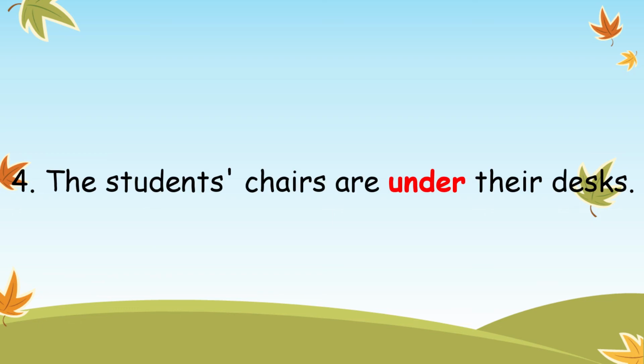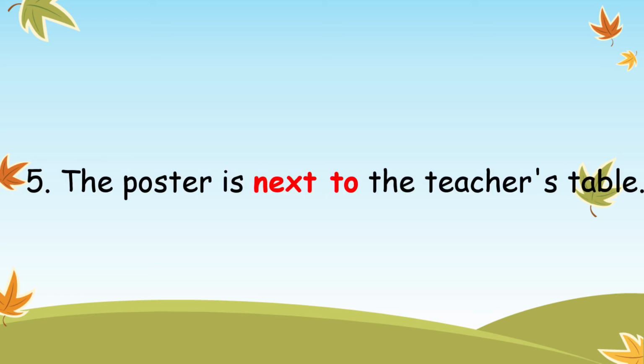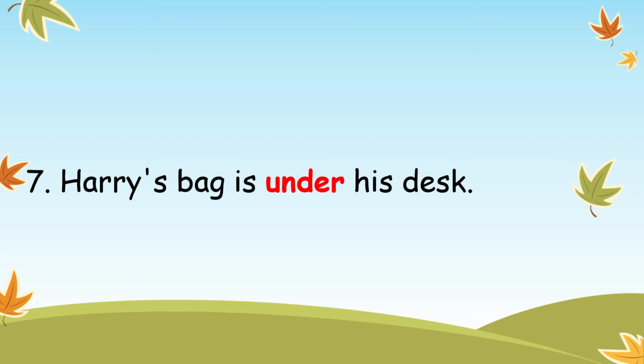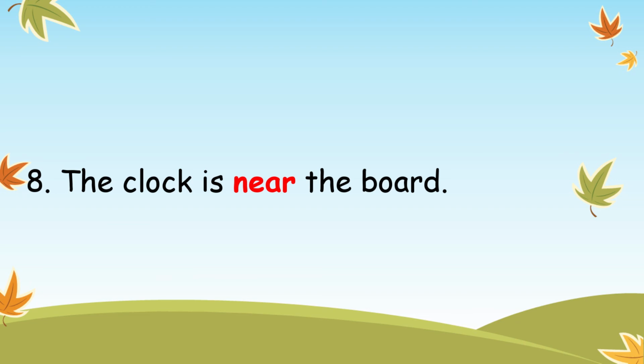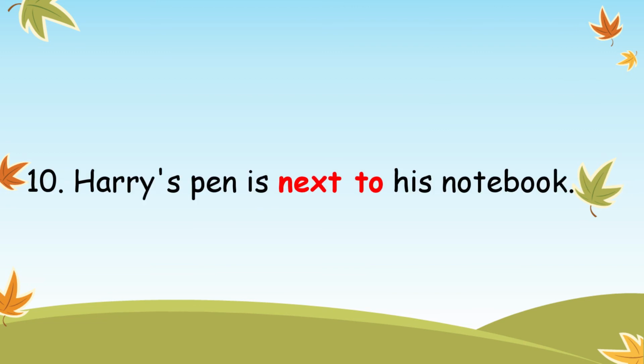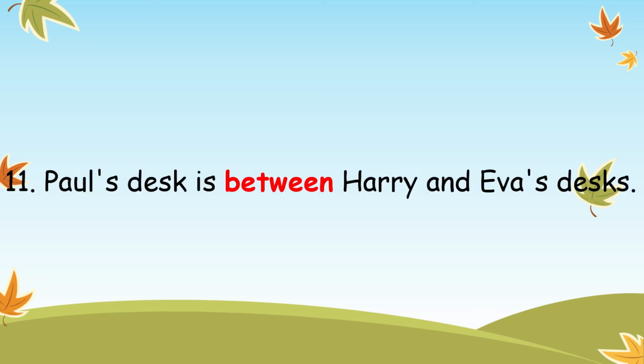4, the students' chairs are under their desks. 5, the poster is next to the teacher's table. 6, Harry's coat is on his chair. 7, Harry's bag is under his desk. 8, the clock is near the board. 9, the board is opposite the students' desks. 10, Harry's pen is next to his notebook. 11, Paul's desk is between Harry and Eva's desks.